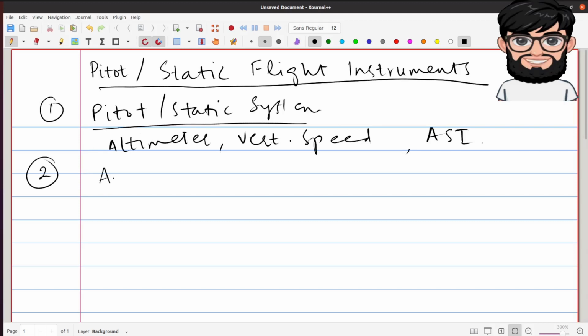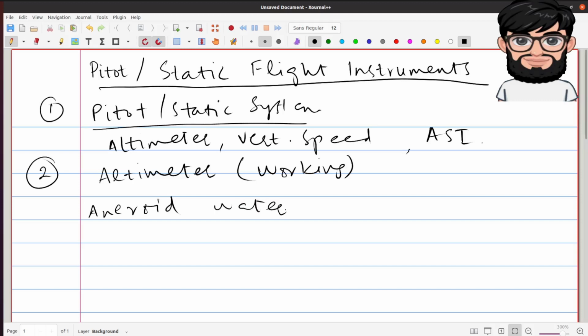Now we wanted to talk about this altimeter. So how does the altimeter work? How does the airplane know what the altitude of the airplane is? The term here is the aneroid wafers. We're going to be talking about it for the altimeter and a couple of other things.